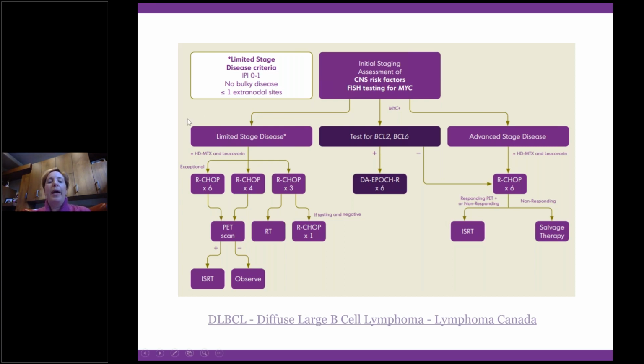This algorithm has some variability in limited stage disease, depending on where the disease is and what local practices involve, if they tend to use PET guidance to direct therapy, or if they tend to routinely incorporate radiation into limited stage treatment. For advanced stage disease, after 6 cycles of R-CHOP, patients would be determined if they're in a complete remission. If they are, they've completed their therapy. If not, they would either be assessed for possible radiation or further treatment.